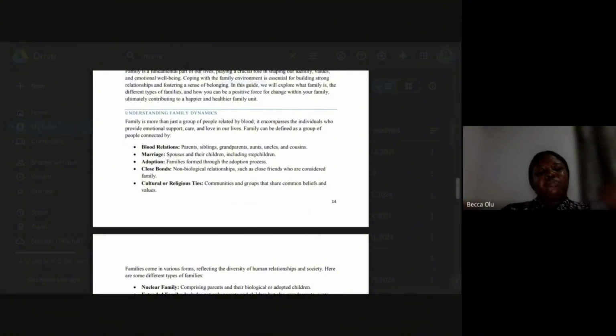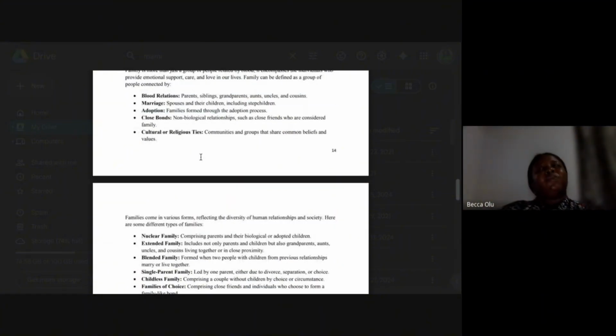All right, cultural or religious ties. A family can also be defined as a group of people connected by cultural or religious ties. So communities and groups that share common beliefs and values. Most of my friends are in my local church. So they are from my religious ties, okay? And they become so close to me that we now have close bonds and we have the same religious values. So we are family. It's when you hear Christians say we are a family in Christ, or we are a family in God, or I don't know if Muslims use that same thing, we are like a family in our community. That is what it can also mean.